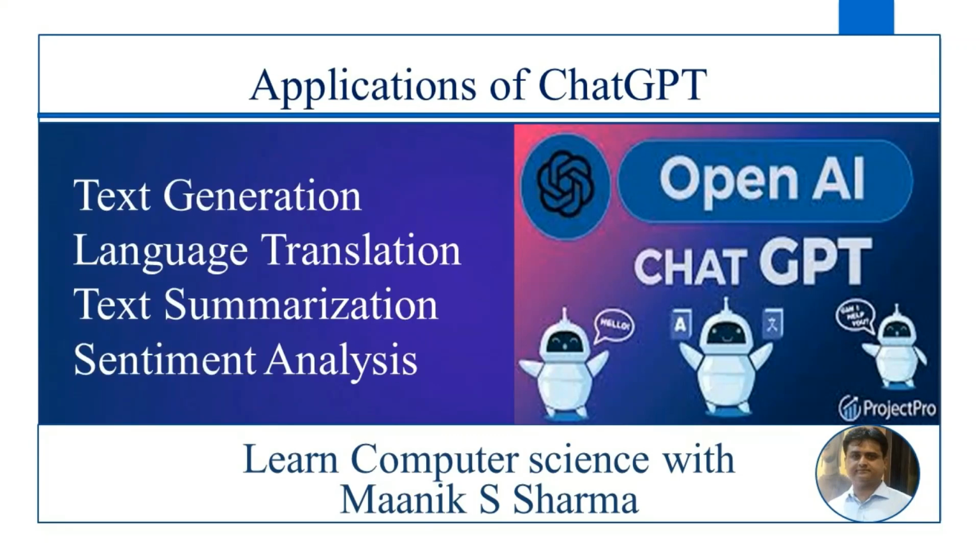Some of the potential applications of this chatbot are text generation, language translation, text summarization, and sentiment analysis. So let's understand how this chatbot is applicable to these applications. ChatGPT can be used to generate human-like text responses to prompts, which makes it useful for creating chatbots for customer services, generating responses to questions in online forums, or even creating personalized content for social media posts.